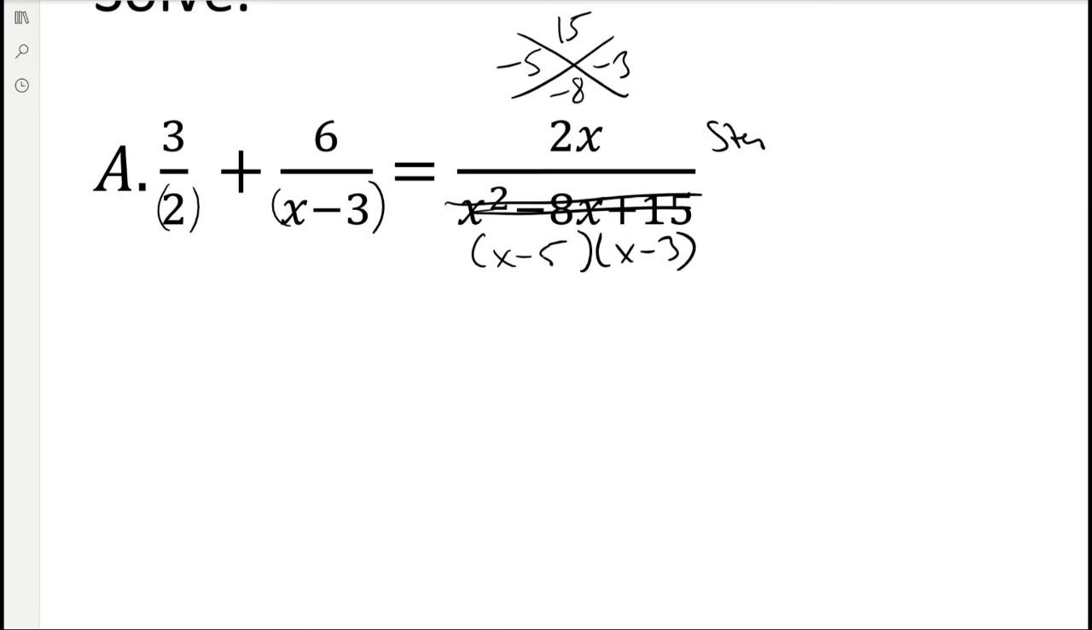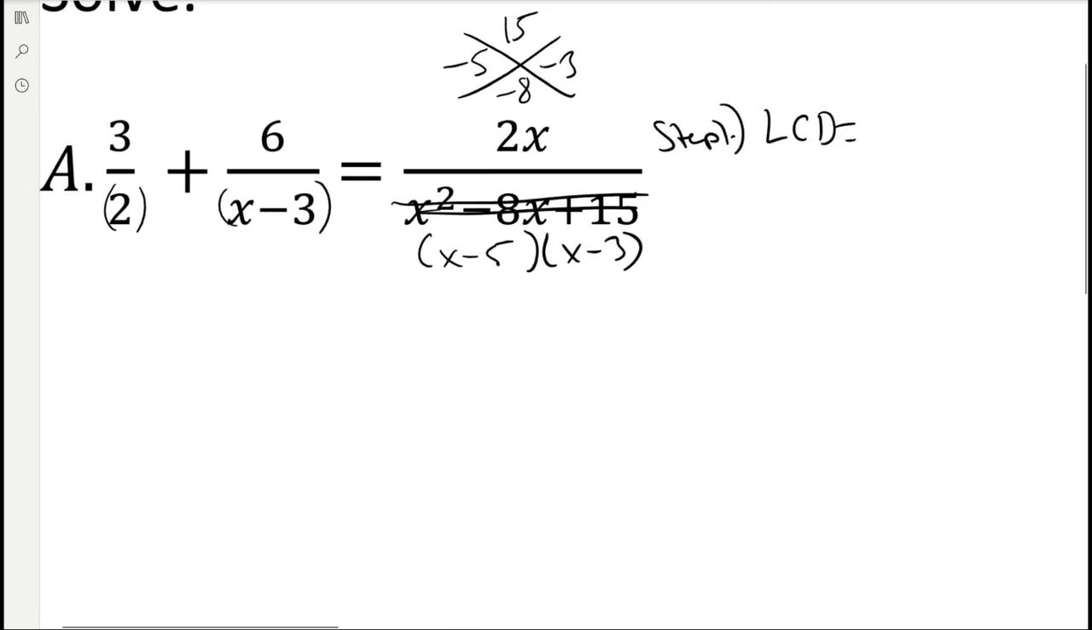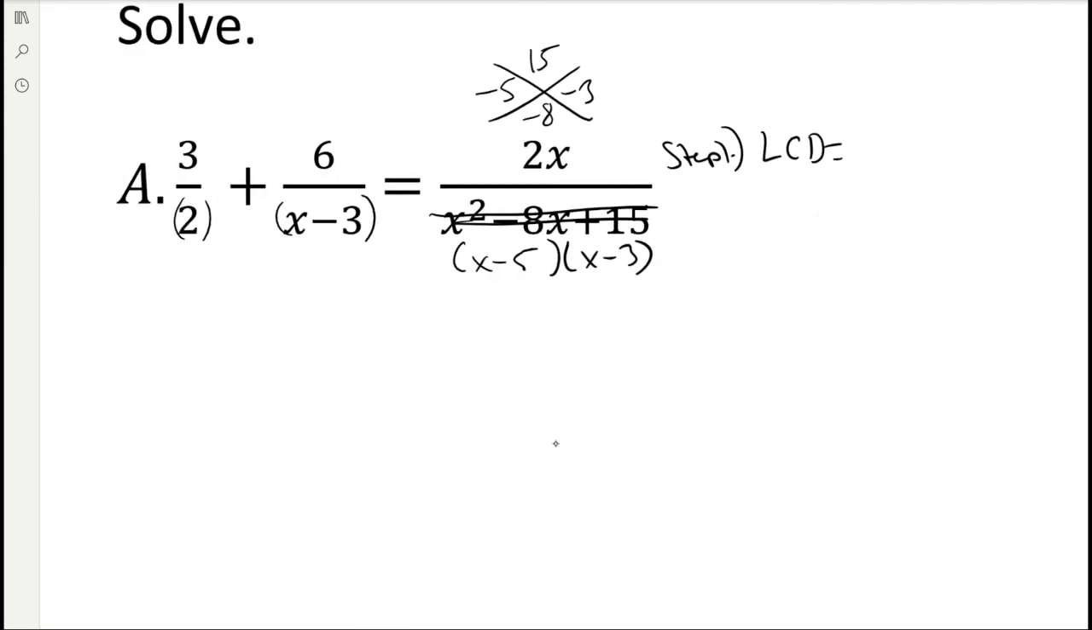So then for step 1, when we do our LCD, this is going to equal, well, we have a 2, so I'm going to give it a 2. We have an x minus 3. Notice we have a repeat x minus 3 there, so I'm not going to repeat that. And we have an x minus 5. So we're going to put those together, and that is my least common denominator.